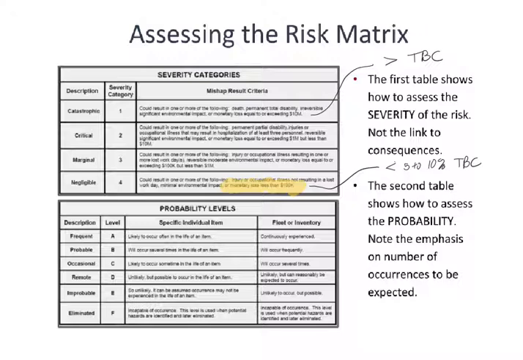The number of occurrences. So what we're going to have here is everything from eliminated, which means it's impossible for it to happen, all the way up to frequent, which means it's likely to occur often in the life of the item or life of the project, if you want to think of it that way. So in other words, I'm expecting this to happen multiple times during the project.